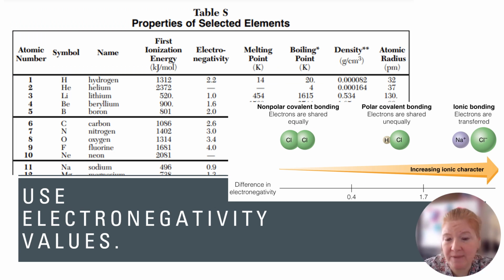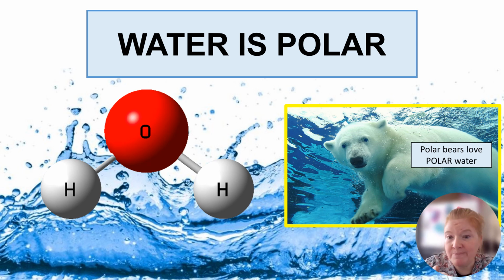How do we figure out if something is polar, nonpolar, or ionic based on its bond? Well, we subtract the electronegativity values. Really low, like under 0.4, 0.5, that's nonpolar. Big, like above like 1.7, that's ionic. And then in between, that's polar. Water is polar. Remember this, because literally this is why water is a universal solvent. It is a great thing to dissolve stuff in. So I like to think polar bears love polar water. Water is polar.